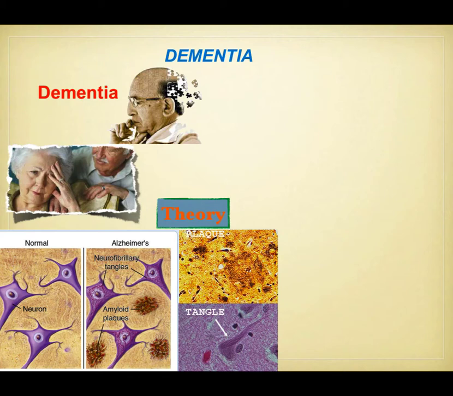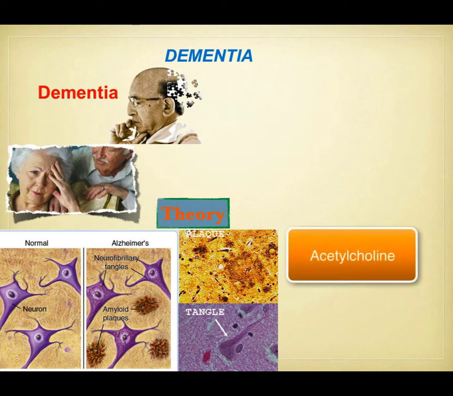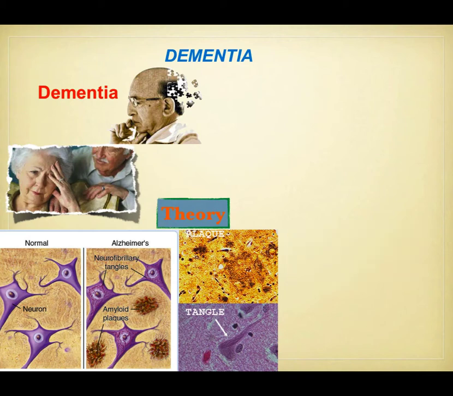You'll see in the image on the left what normal brain cells look like in the brain and what Alzheimer's brain cells look like, and you can see where the plaques and tangles are. The images above one another are PET scan examples of brain tissue. The neurotransmitter acetylcholine plays a role in memory, and the depletion of this neurotransmitter contributes significantly to memory deficits.